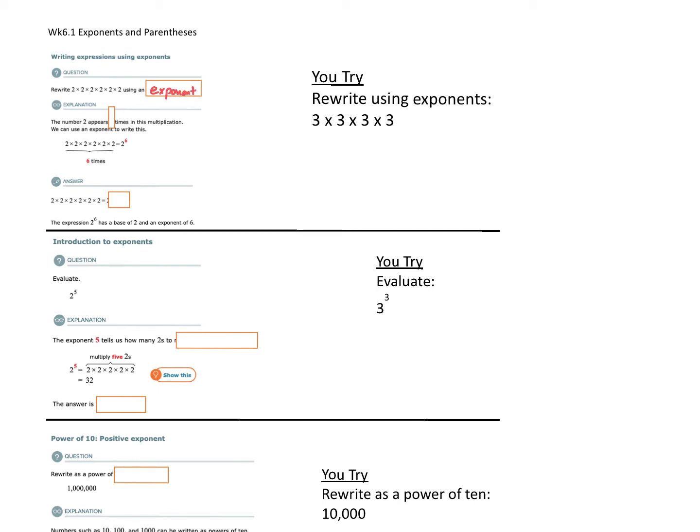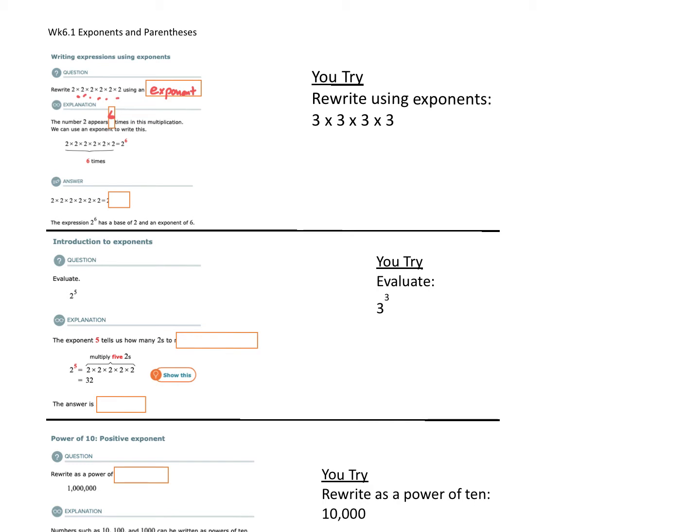So, what's an exponent? An exponent is a subscript number that shows how many times we are multiplying the number 2. So the number 2 appears, if you count how many factors we have there, 6 times in this multiplication. So we can use an exponent to write this. That equals 2 to the power of 6. So the answer to this is 2 to the power of 6.